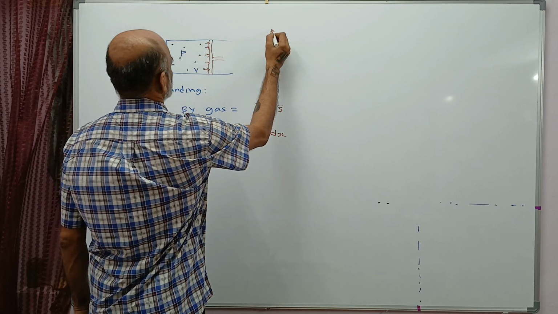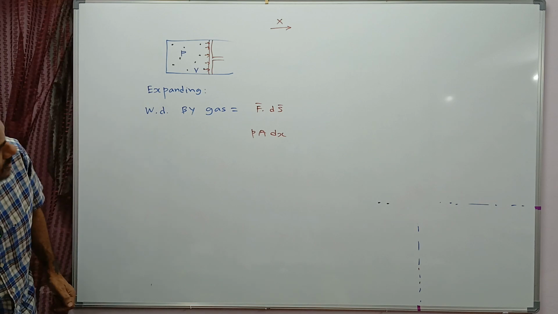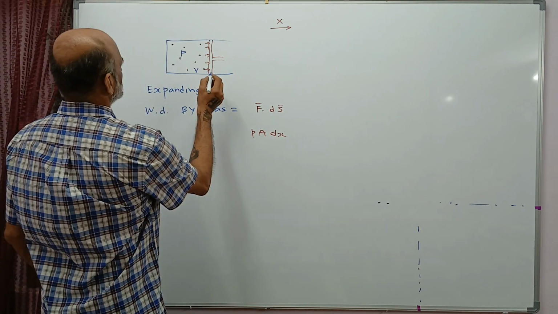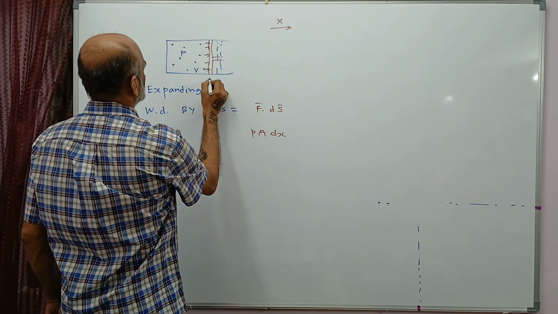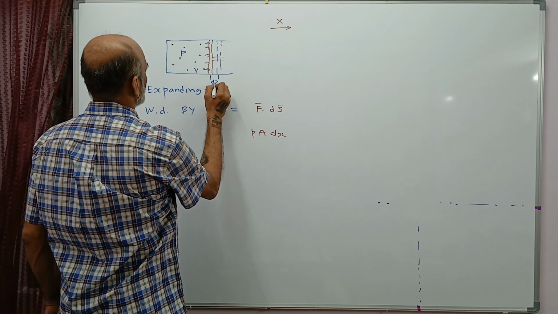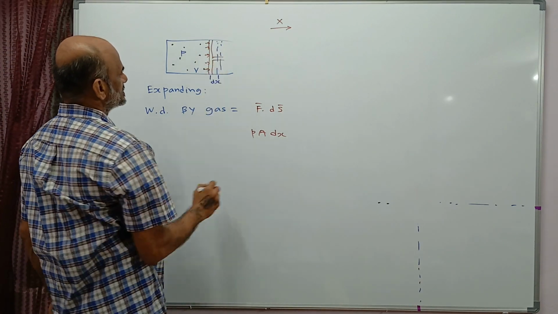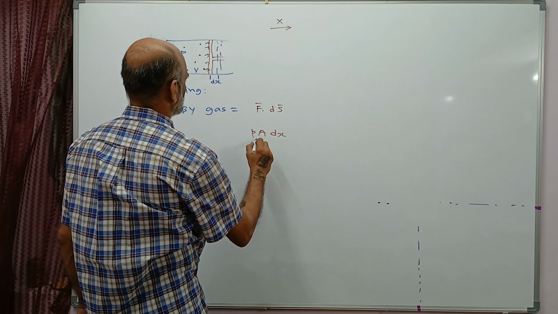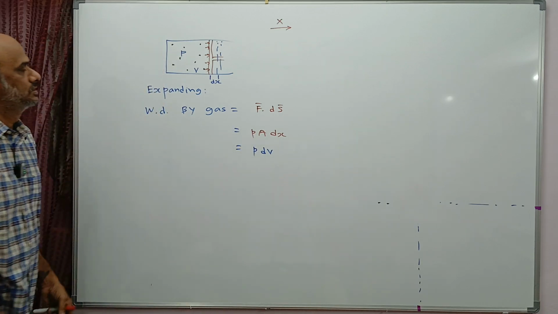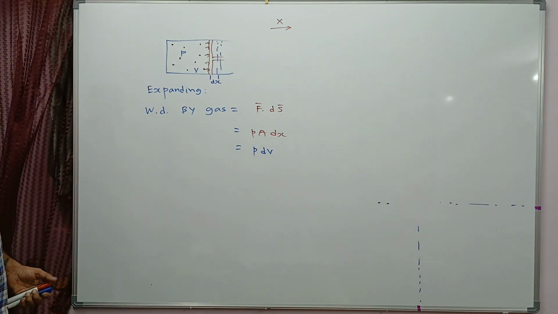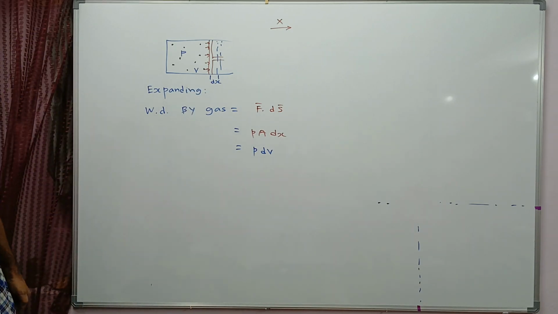And let my x-axis be towards right. So when the piston is displaced by an amount, say dx, the increase in volume is this much, that is A into dx. So this is the increase in volume. So this will become P dV. So the work done by the gas when it's expanding is P into dV, for a small displacement dx.